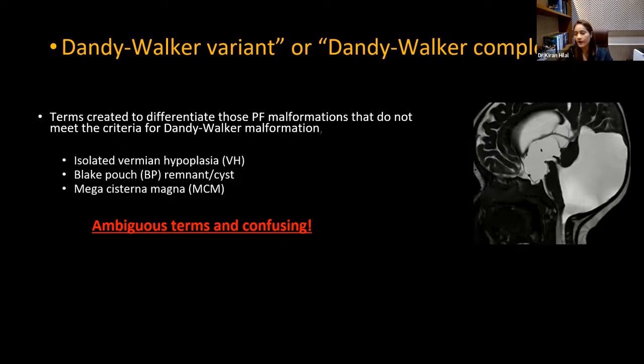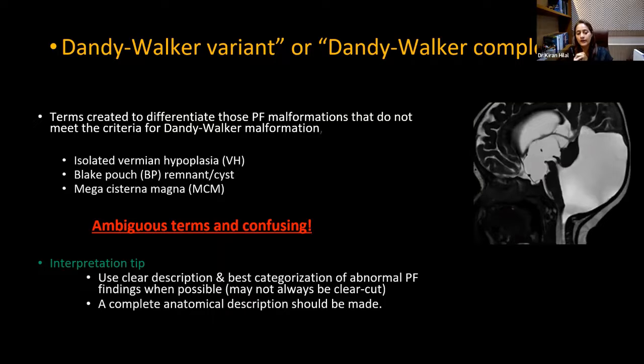So if you are not seeing the classical features of the Dandy-Walker malformation, your interpretation tip is to use a clear description and the best categorization of the abnormal posterior fossa finding when possible. It's quite challenging for us, but a complete anatomical description is very important instead of using these terms.